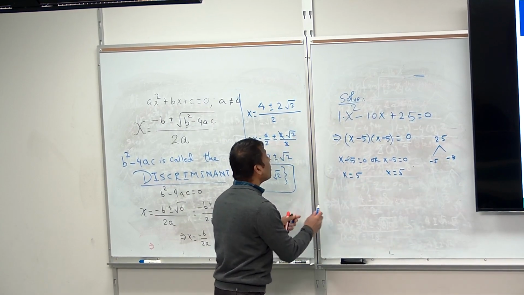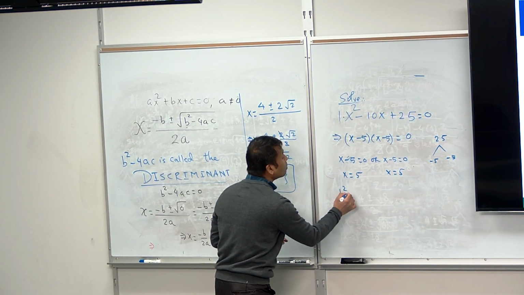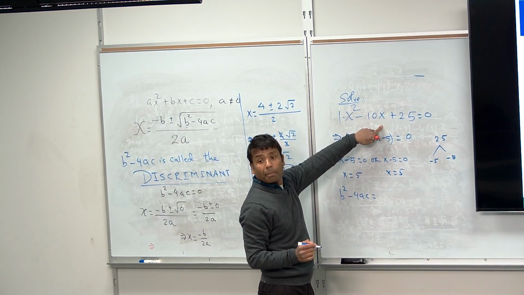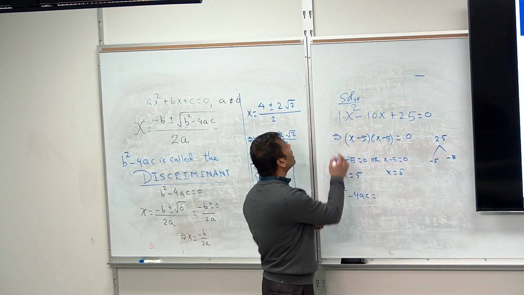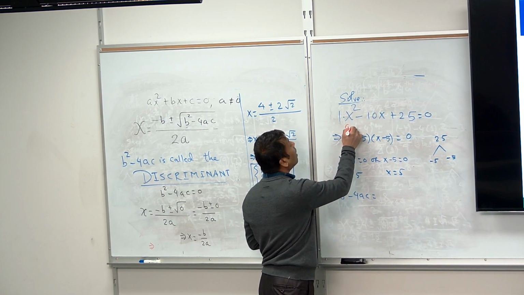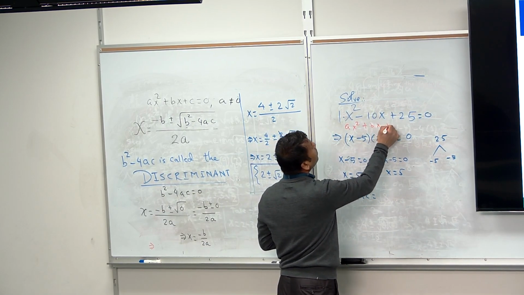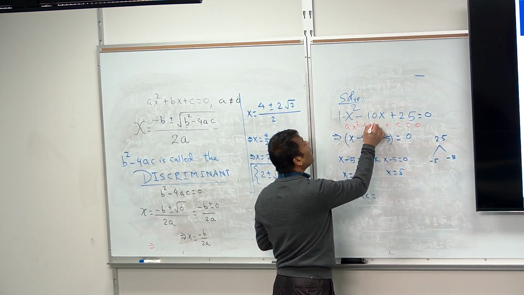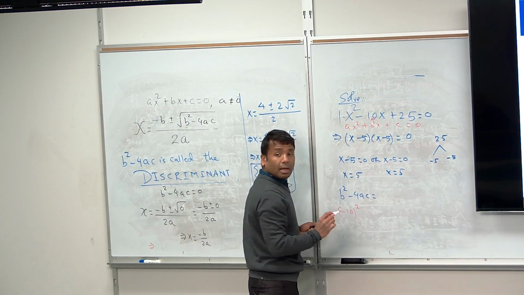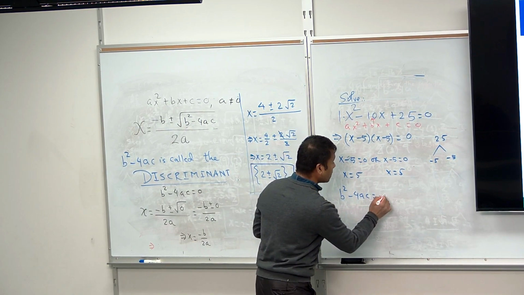So now look here. The discriminant is b square minus 4ac. What is the value of b? You compare with ax square plus bx plus c equal to 0. What is the value of b? Negative 10. Are you guys with me? So this is negative 10 square.